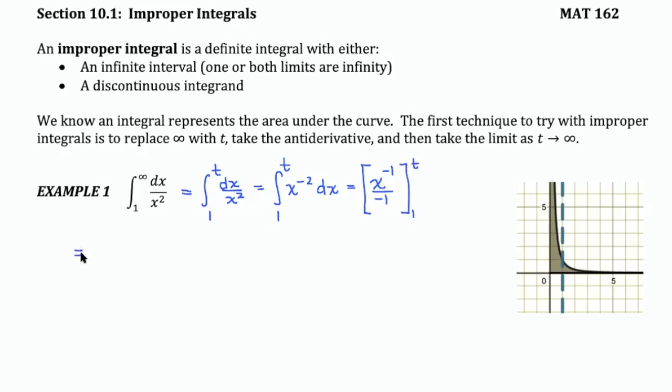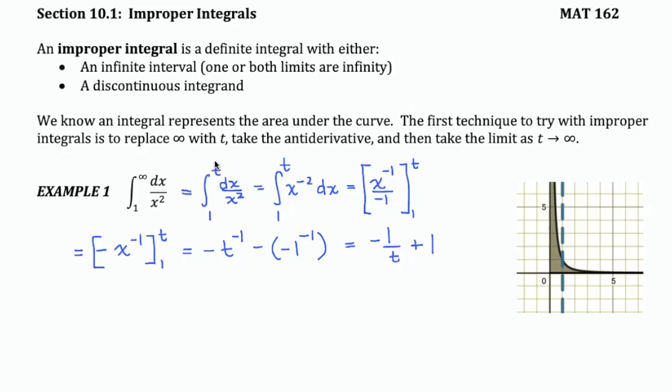So this is the same as negative x to the negative 1 from 1 to t, which gives us negative t to the negative 1 minus negative 1 to the negative 1. The first term is really just negative 1 over t. The second term is going to become addition, and 1 to the negative 1 power is just 1 over 1, or 1. The last step then is we know what the antiderivative is.